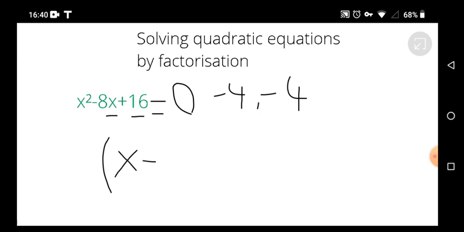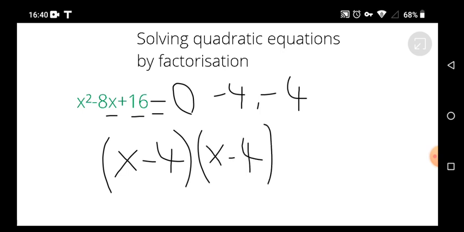So we can do it again. x minus 4, x minus 4 is equal to 0. Now in this case, because they're both the same, it doesn't matter which one we use. Either way, we'll get that x is equal to positive 4, because x minus 4 is equal to 0, so x is 4, basically. That works for both of them, which is why we're only getting one answer in this case.